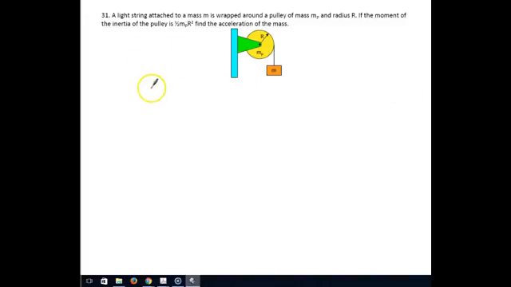Hey, this is Horner, and we're going to finish up this section, so we'll call this section 5 of everything you need to know about rotational motion to score a passing score on the AP Physics 1 test.